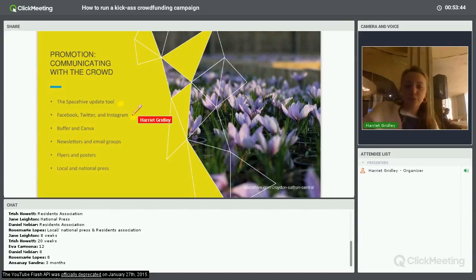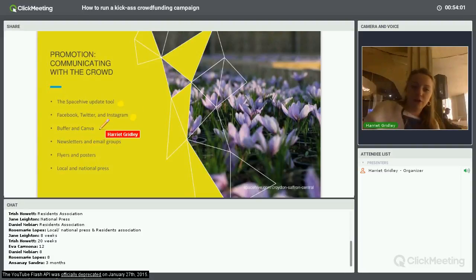You've got your classic social media methods. Facebook, Twitter, and Instagram seem to be the most common amongst Spacehivers, but anything works. Like I said, Facebook groups and Twitter hashtags can be really helpful, so use them as much as possible.